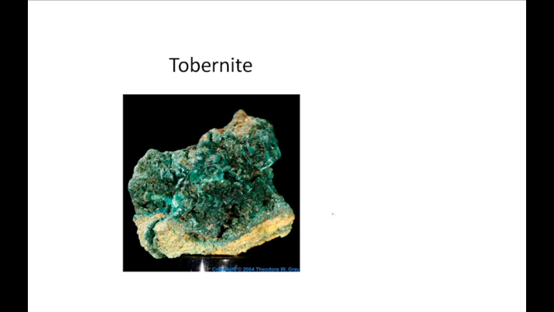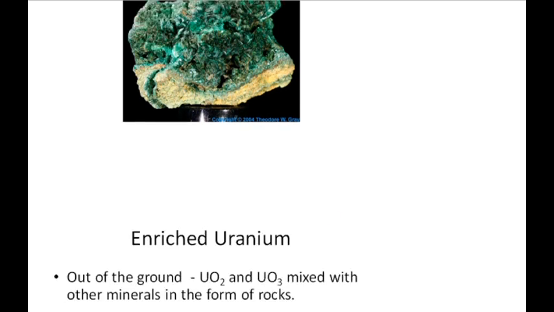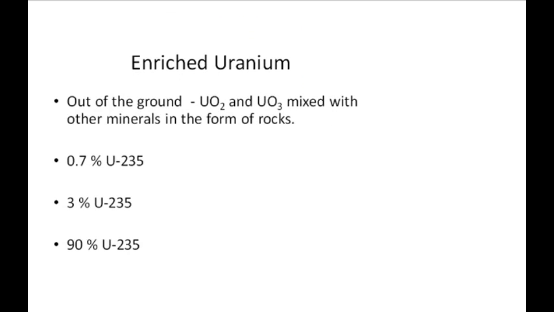So first of all, the uranium is located and dug out of the ground, and it's mixed in with other minerals, so the uranium oxide needs to be separated from the other minerals in the rocks. Out of the ground, it's mostly in the form of uranium oxide, either uranium dioxide or trioxide, but it needs to be separated, and that takes energy and money and effort to do.